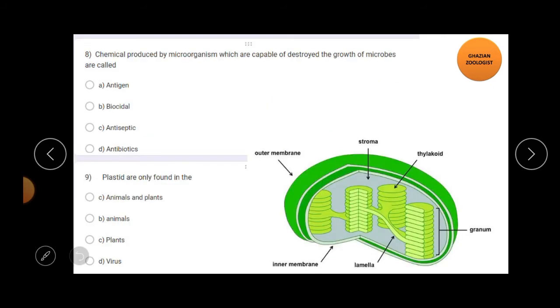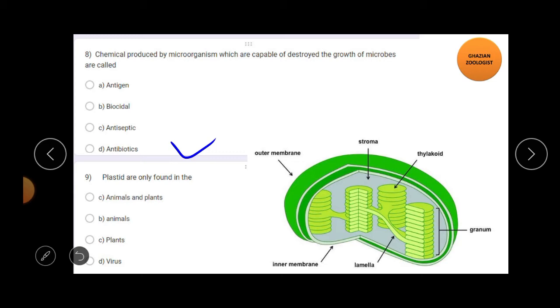Our next question: the chemical substances produced by microorganisms which are capable of destroying the growth of microbes are called antibiotics. Actually, antibiotics are produced by microorganisms.